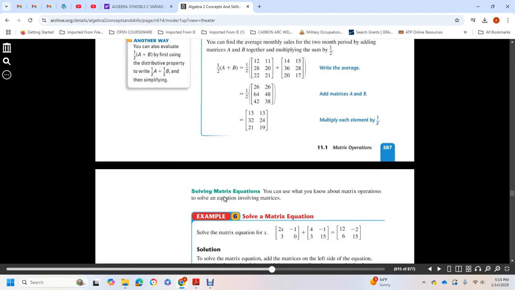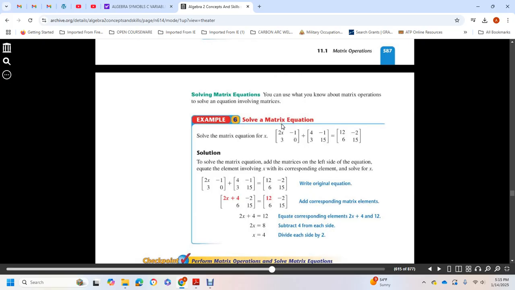Solving matrix equations. You can write a matrix equation, solving an equation involving matrices. So we have 2x plus 4 equals 12. Then 2x equals 8, so x equals 4.